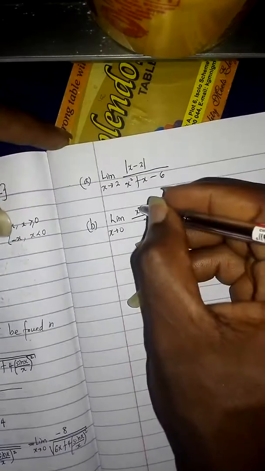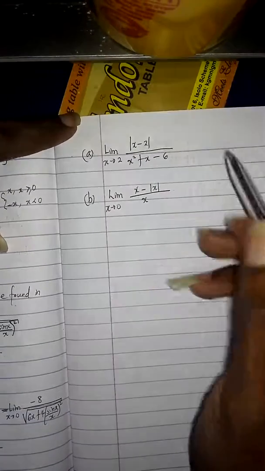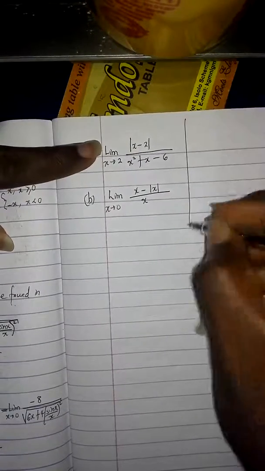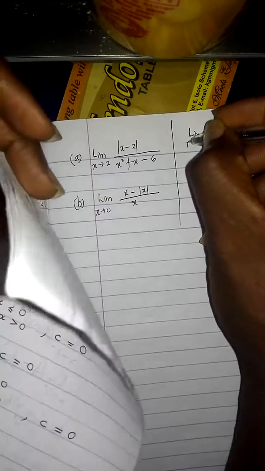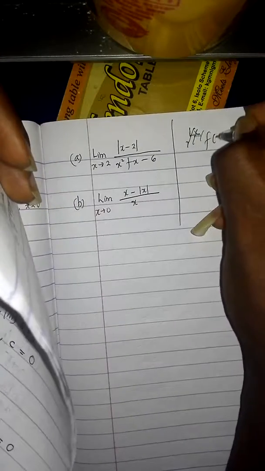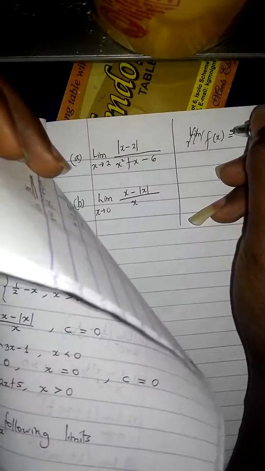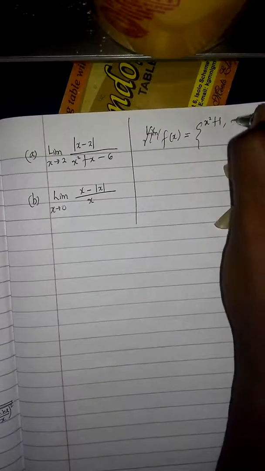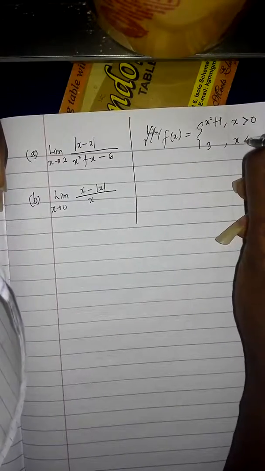Alright, so we want to deal with this. You know how to deal with a piecewise function. This is a piecewise function. Normally you expect that a piecewise function should be written in a form like this: if you're given f of x is equal to, say, x squared plus 1 when x is greater than 0, and it's equal to 3 when x is less than 0.